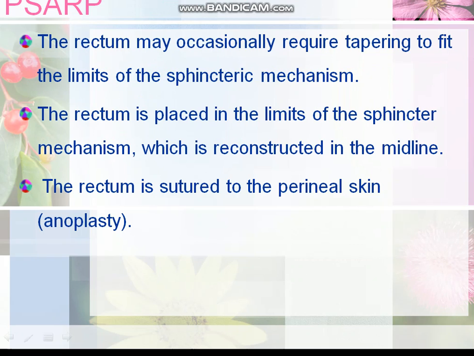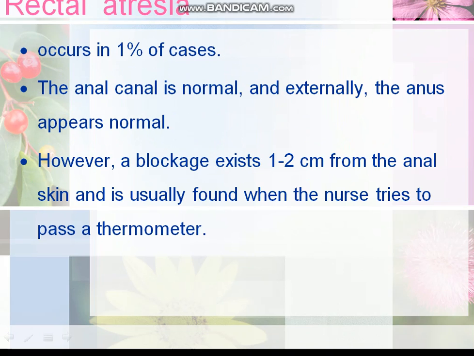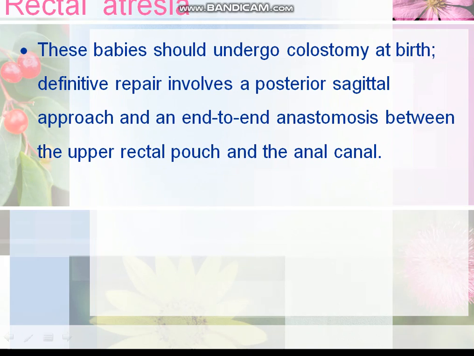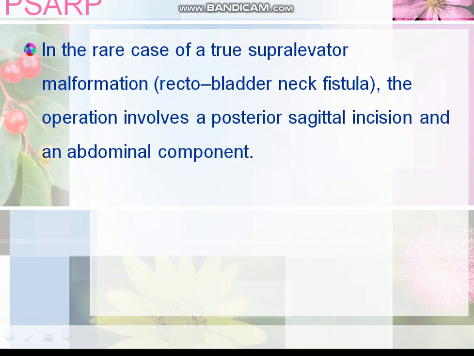If the space is not adequate, then you will have to reconstruct the area in order to accommodate the rectum. After that, the rectum is sutured to the perineal skin, which is known as anoplasty. So that is normally how we do a PSARP.